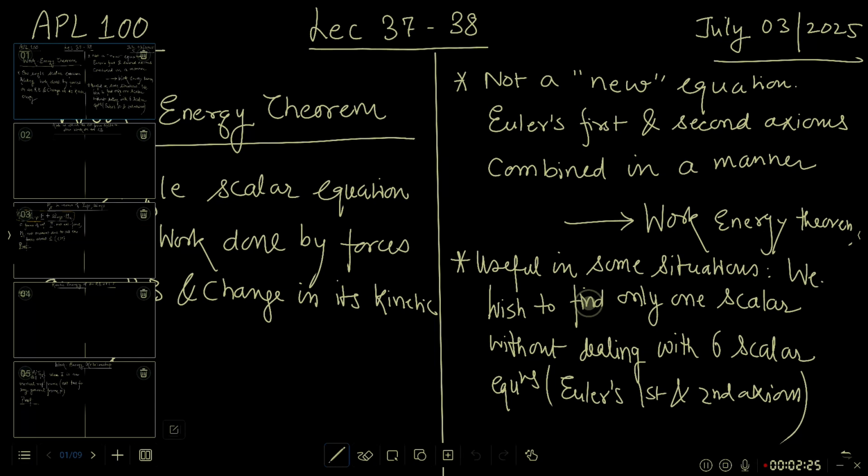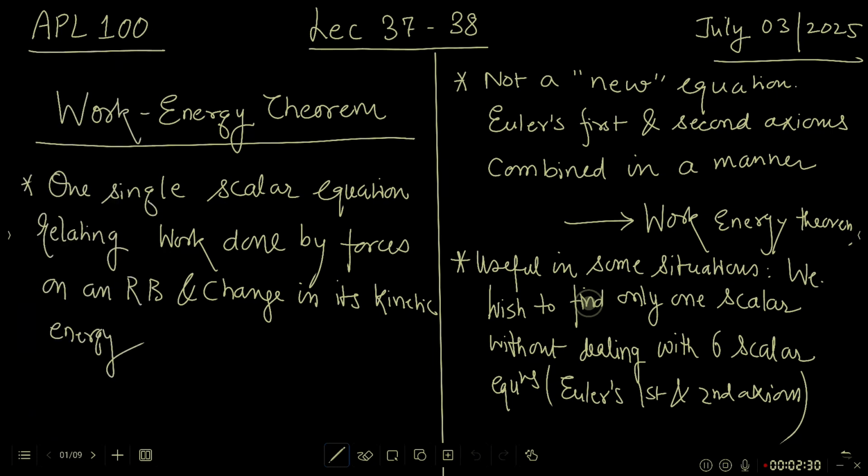Alright, we are going to start the work energy theorem today. This is lecture 37 and 38 of this course. So the work energy theorem is one single scalar equation that relates the work done by all the external forces on an RB on one side and the change in the kinetic energy of the rigid body on the other.